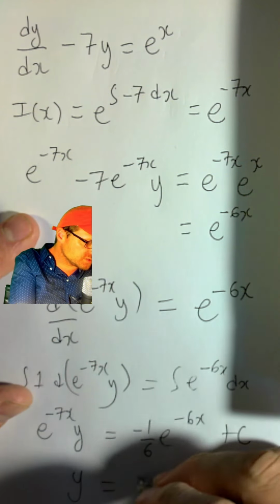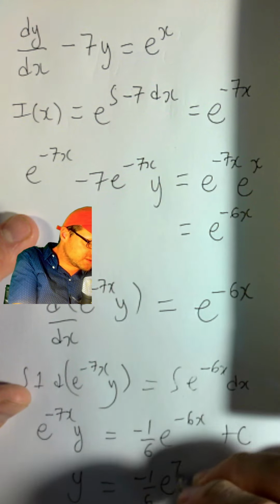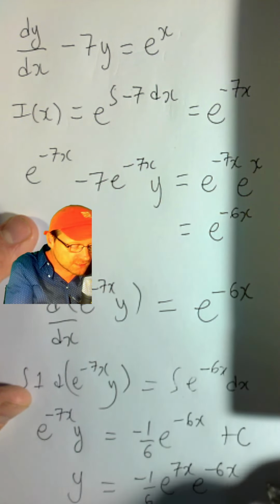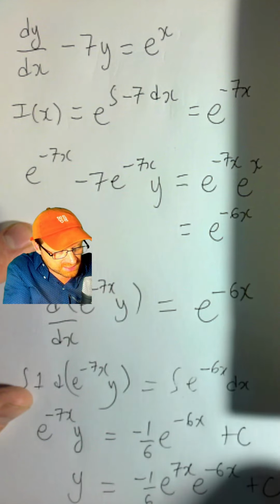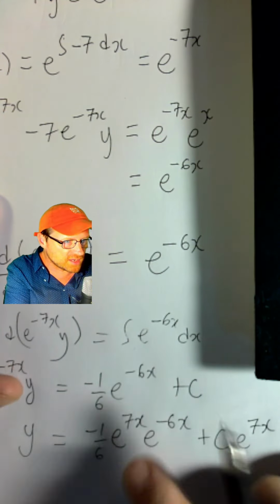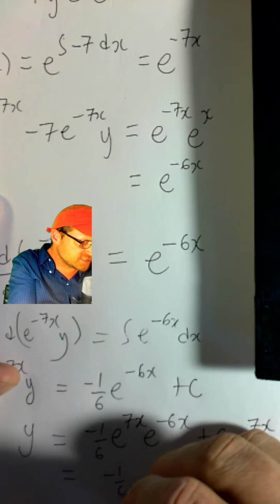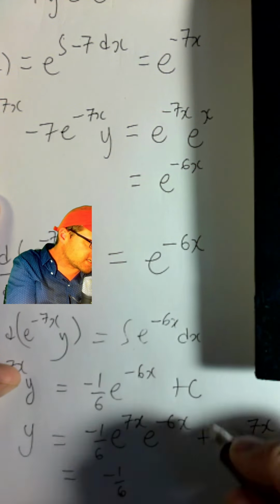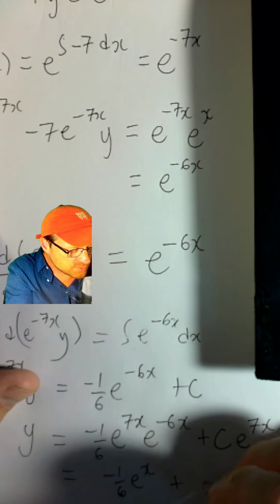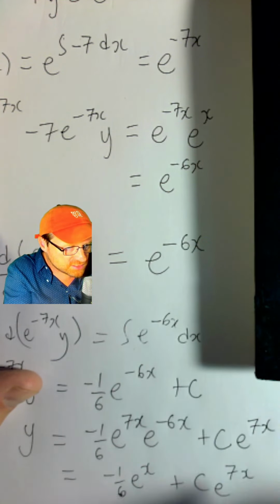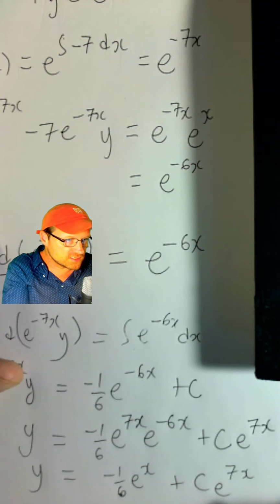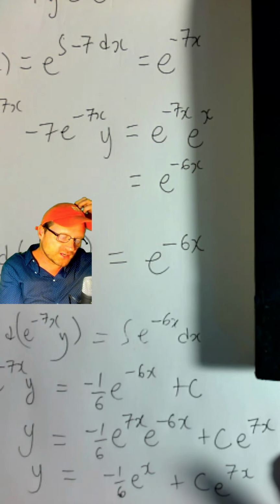So y equals minus 1/6 e to the 7x times e to the minus 6x, plus c e to the 7x. Now, on the right-hand side, we can simplify this. And so we have minus 1/6. Now, the sum of those exponents is 1x. So we have e to the x. And then we still have c e to the 7x over here. Okay, and so we have it. This is the solution to our differential equation dy/dx.